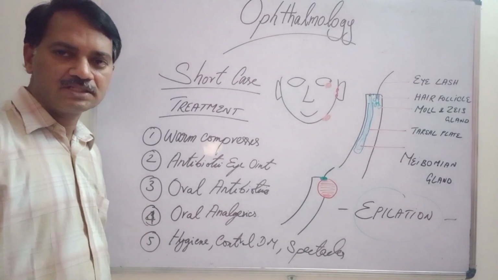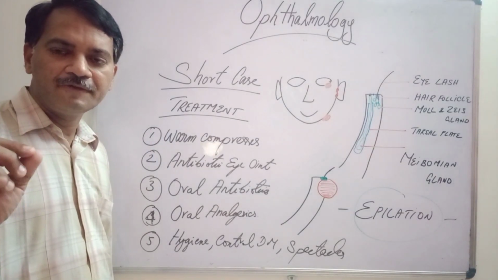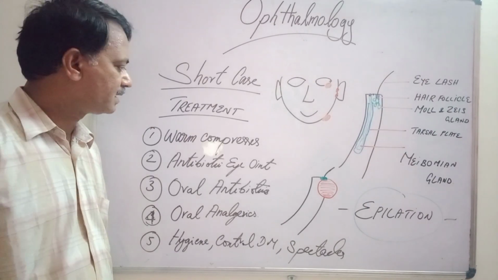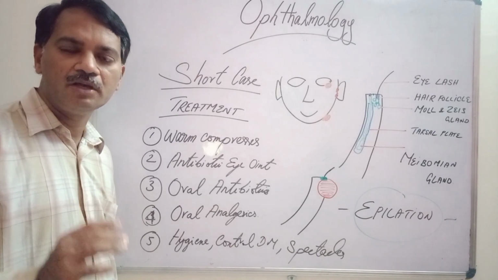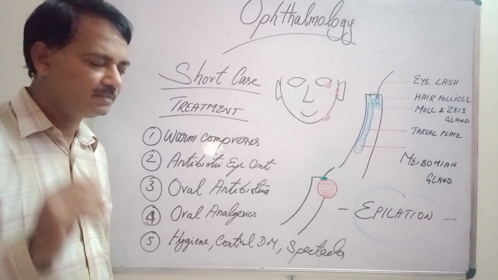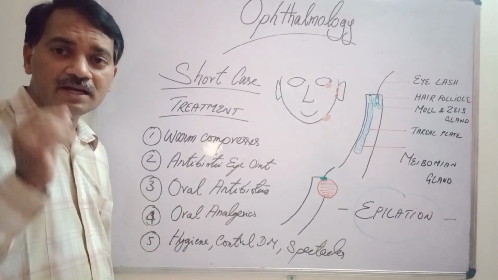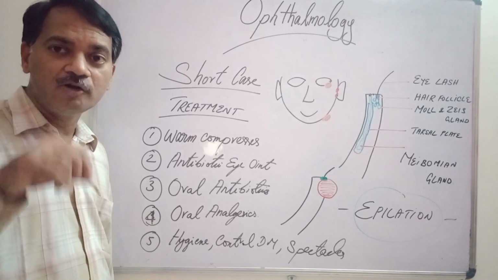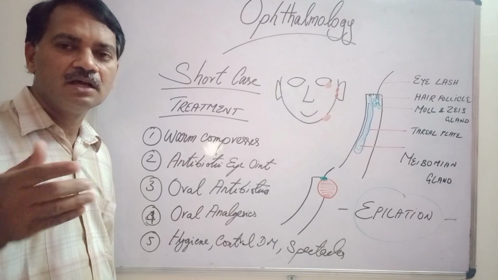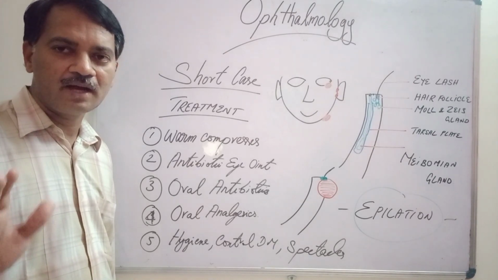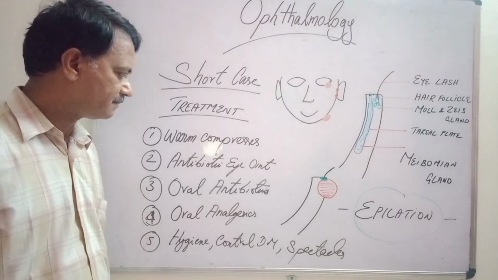Antibiotic eye ointments are to be applied, which are very effective against staphylococcus. The common antibiotic eye ointments used are ciprofloxacin eye ointment and tobramycin eye ointment. Here we have to use only ointments because it is in the lid margin. If you put eye drops, they will not act in the lid margin because they will pour down. Only ointments will stay on the surface of the swelling and act.